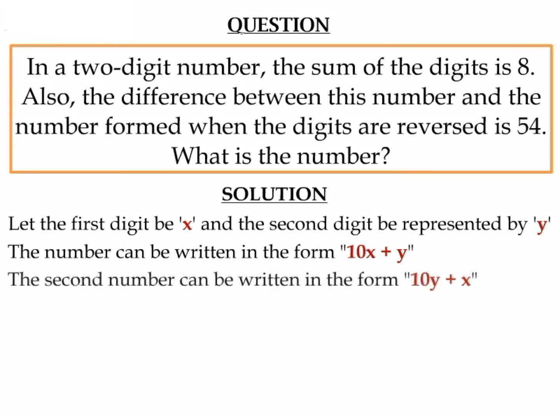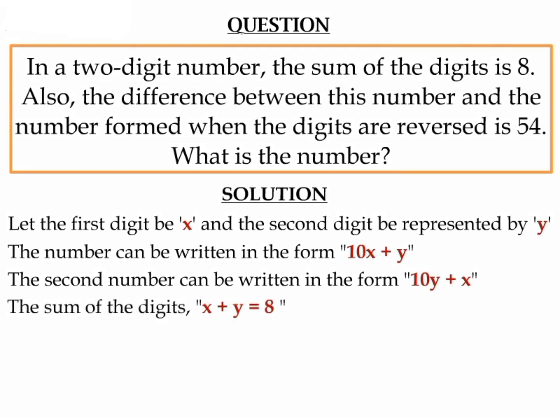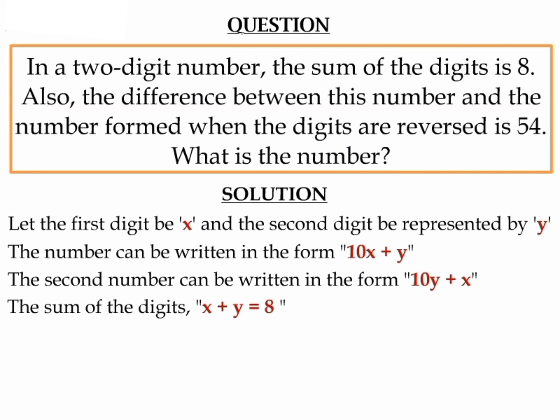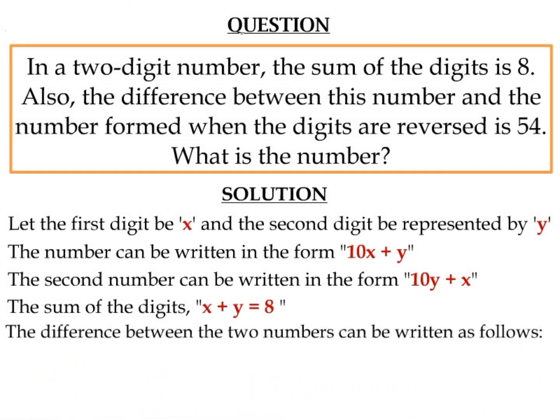With these interpretations we have derived, we can now proceed to reading the question, in order to draft out some useful equations. The sum of the digits is 8, this implies that the sum of x and y gives 8. Also, the difference between this number and the number formed when the digits are reversed is 54. We have the first number and the second number already. To get the difference, we subtract the first from the second, or the second from the first.